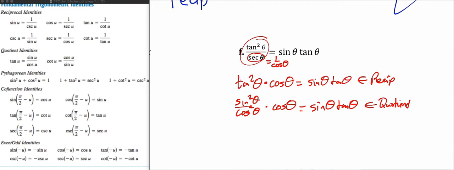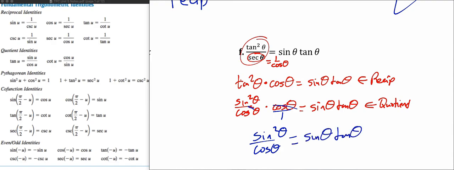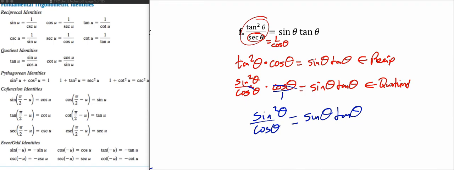Now, with sine squared over cosine squared times cosine, one of the cosines is going to cancel out because this is cosine over 1. So this is just going to end up being sine squared of theta over cosine of theta equals sine of theta times the tangent of theta. So we just reduced it a little bit.